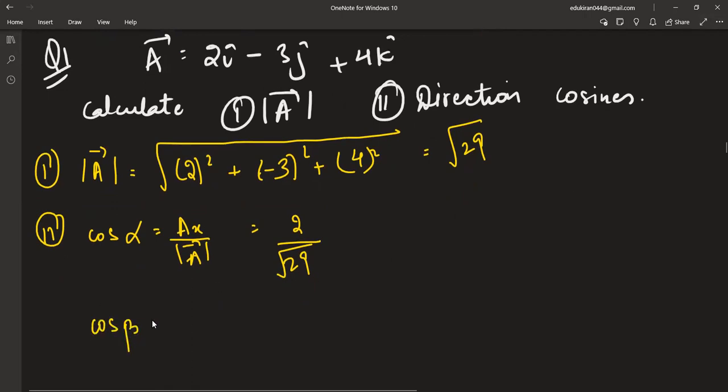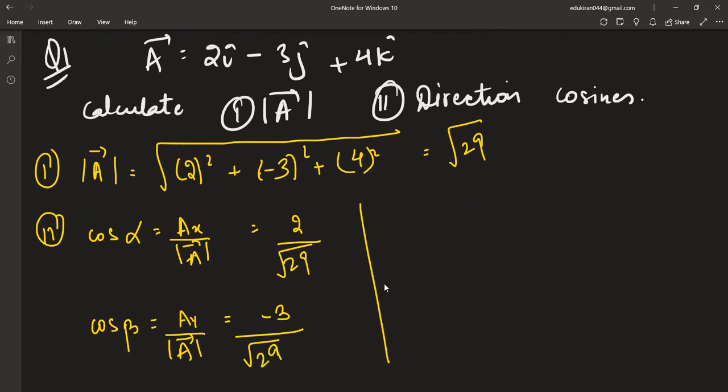Coming to cos beta, that is ay by magnitude of a. So what is ay? This is minus 3, coefficient of j cap. And what is the magnitude? Root 29. Cos gamma is az by magnitude of this vector. So what is az? The coefficient of z axis, that is k cap, is 4 and magnitude is root 29. So just in case direction cosines are asked, this is one additional step which you have to follow. But until your magnitude, all of you must be able to answer.